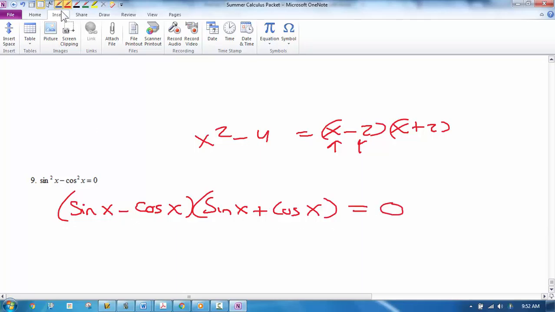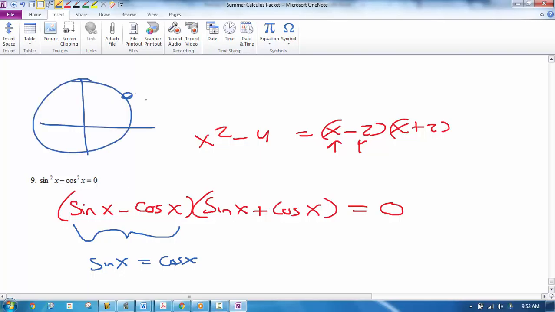So basically what we want then, if you set each of these factors equal to 0, this one would be where the sine equals the cosine. And that's on the unit circle. That happens here, where they're both square root of 2 over 2. So that'd be pi over 4 as one of our solutions. And then it also happens again down here, where they're both negative square root of 2 over 2. And that happens at 5 pi over 4. So we've got those two solutions from this part right here.